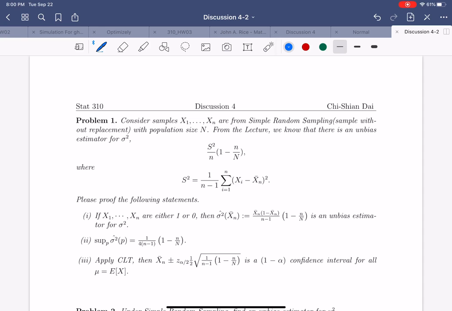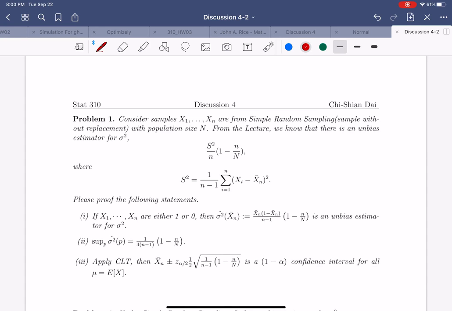So in the discussion for problem 1, we have S1 to Sn. They are from a simple random sample. That means the sample is without replacement. So if Si and Sj are not independent. Okay. And in the lecture, we know that there is an unbiased estimator for sigma square. This is the unbiased estimator.